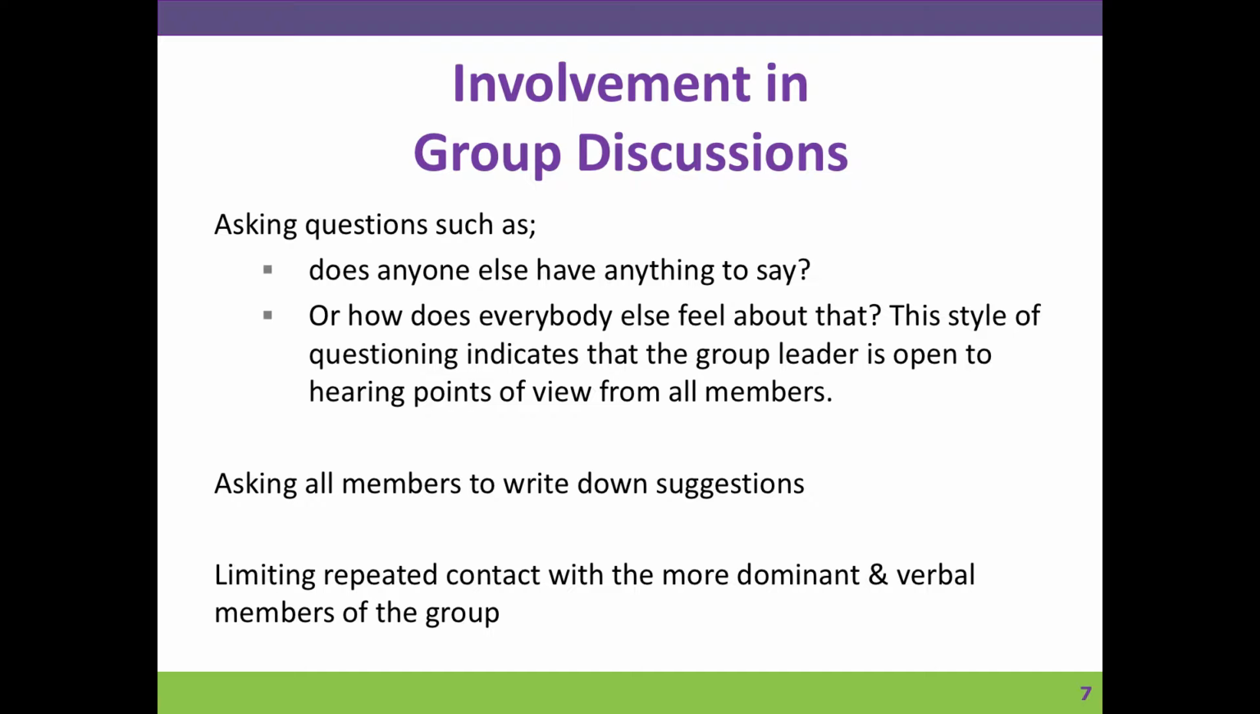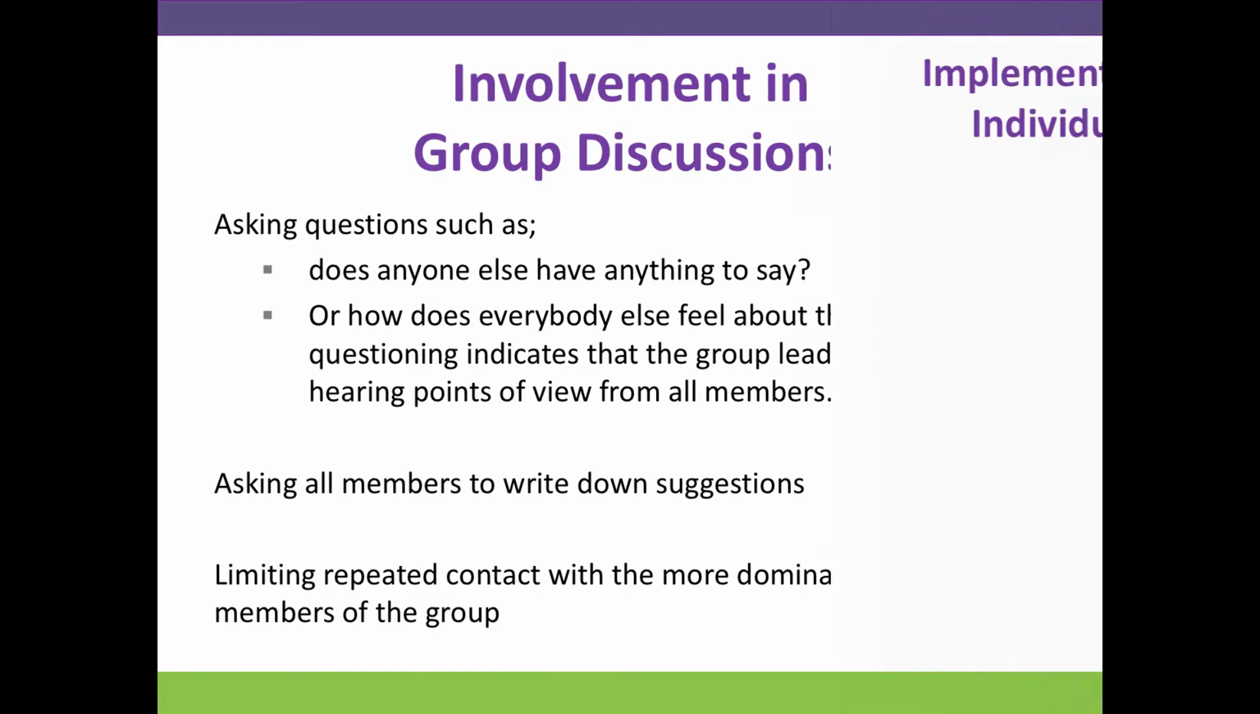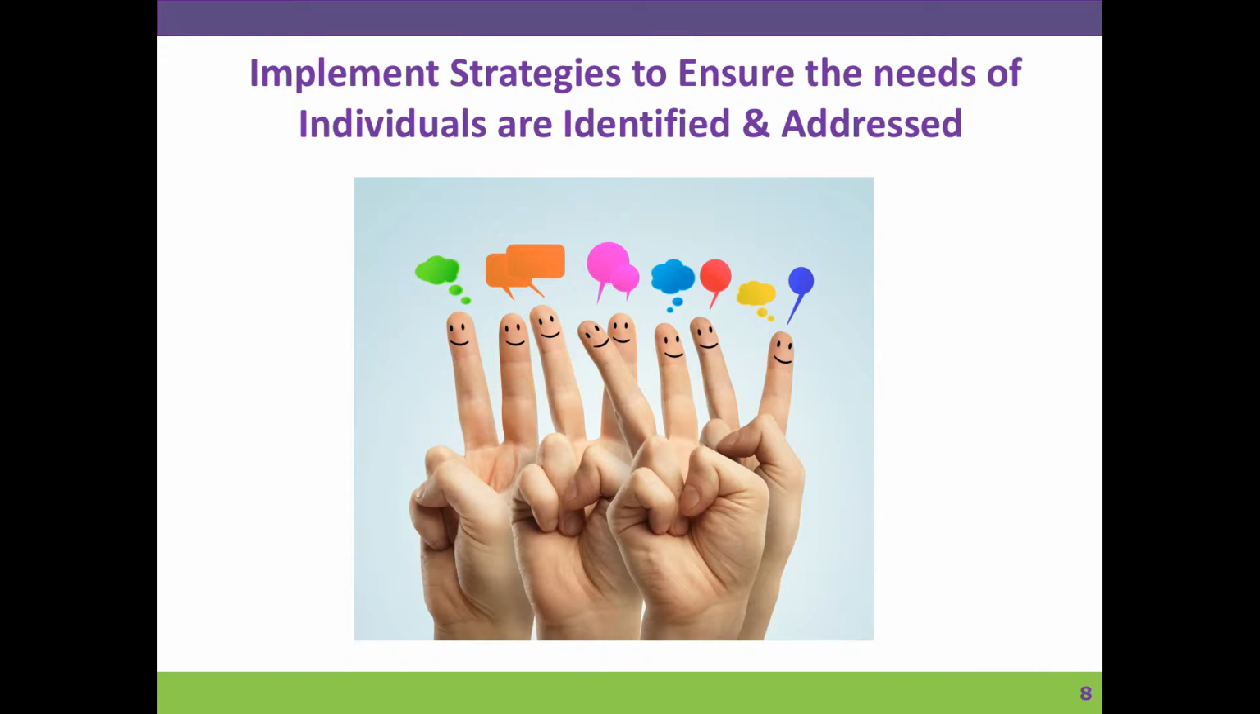We are now going to talk about implementing strategies to ensure the specific communication needs of individuals within the meeting are identified and that these needs are then addressed. To do this, the chairperson of the meeting needs to consider any communication barriers that might be experienced by people at the meeting, for example, the clients, their representatives and the staff. And then these communication issues need to be addressed.